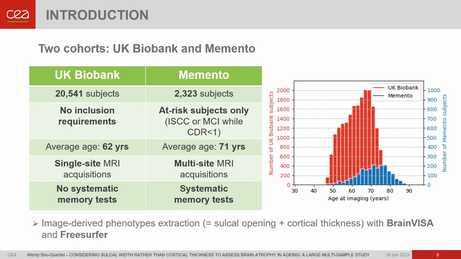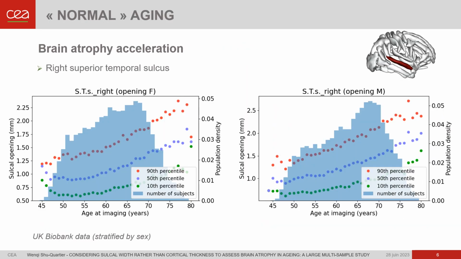To conduct our analysis, we extracted the two phenotypes, the cortical thickness and the sulcal opening, from T1 weighted MRI scans of all participants using the aforementioned atlases. Throughout the whole study, we separated our analysis by sex. Upon examination of the sulcal width separately by sex in the subjects from UK Biobank, the general population cohort, an interesting observation emerged. There is an acceleration in the local atrophy rate among women for many sulci.